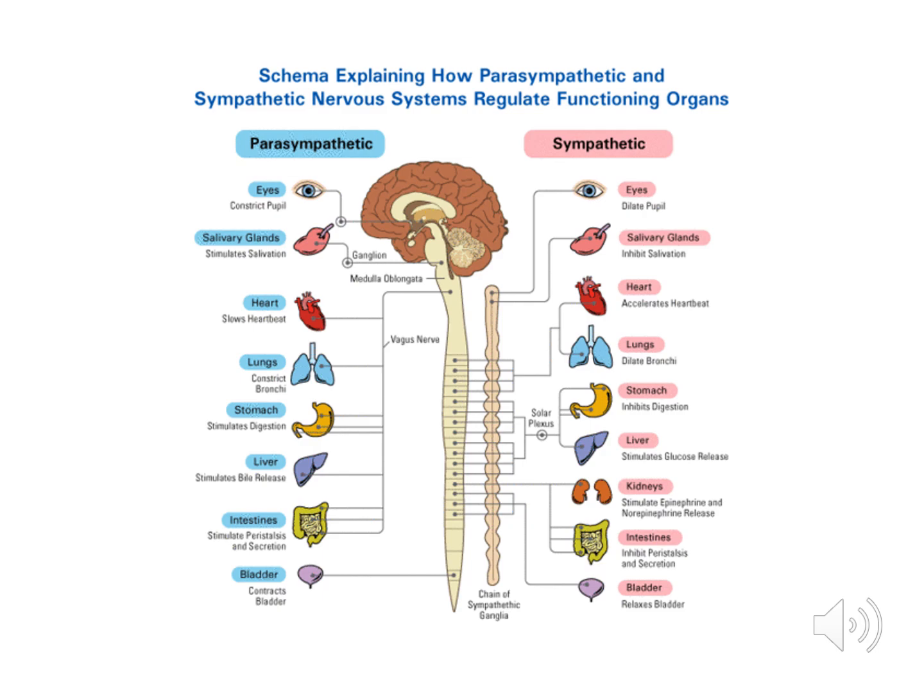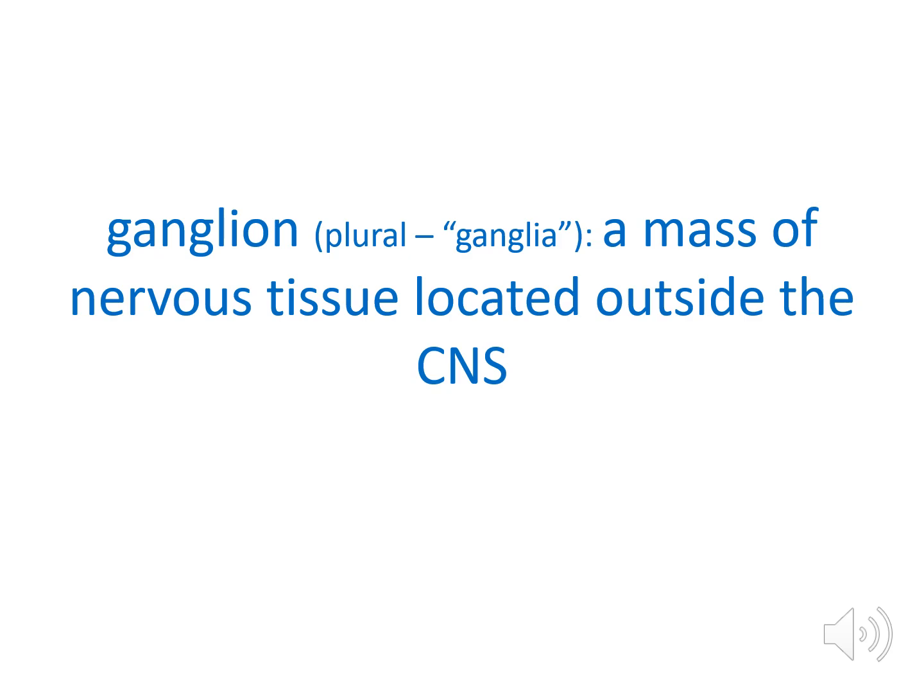All right? Another thing to notice from this picture. If you look at the sympathetic division, notice how the sympathetic nerves, after they leave the spinal cord, are going to synapse with another nerve in a ganglia before they travel on to their target tissue. Now, the word ganglion can have several different meanings depending on what context you're using it in. But when we're talking about the nervous system, a ganglion is just a mass of nerve tissue that's located outside the central nervous system. And of course, the plural of ganglion is ganglia.